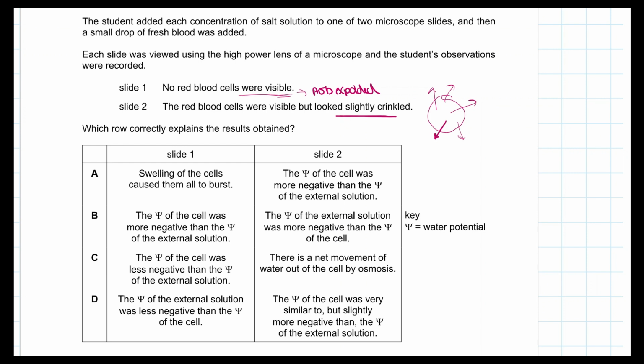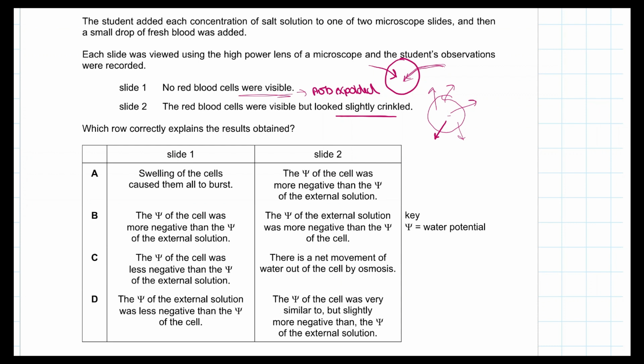So, for the first one, it makes sense that too much water has entered the red blood cell down the water potential gradient, because the outside had a high water potential and the red blood cell had a lower water potential. This means that water went down the concentration gradient inside the red blood cell. Now, in contrast to slide 2, this means that the red blood cell had a higher water potential, therefore water moved outside the red blood cell into the surroundings, therefore it was crinkled.